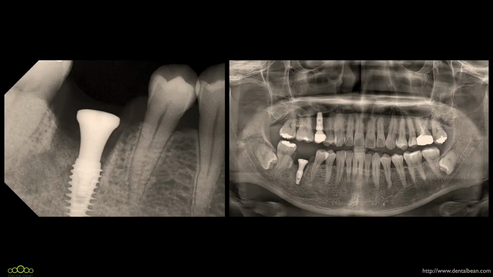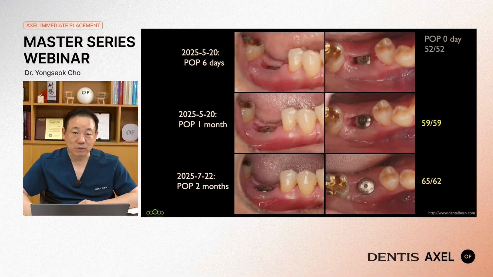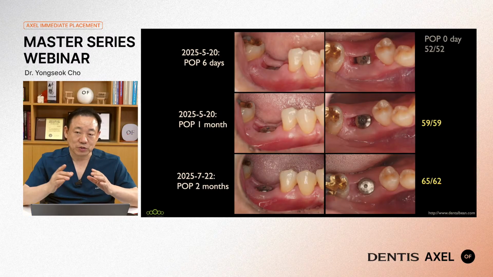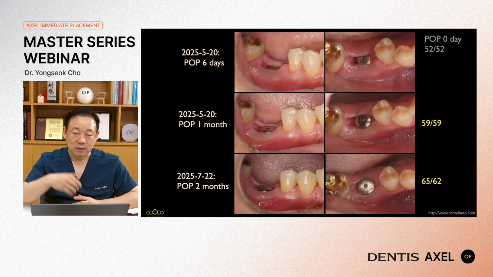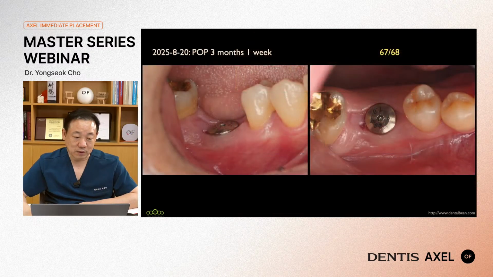The implant is placed well at the center of the socket. And this is a follow-up of healing at 6 days, 1 month, and 2 months. Look at the soft tissue healing and the ISQ value increasing gradually. And 3 months, 1 week later, the ISQ value is still not so high.